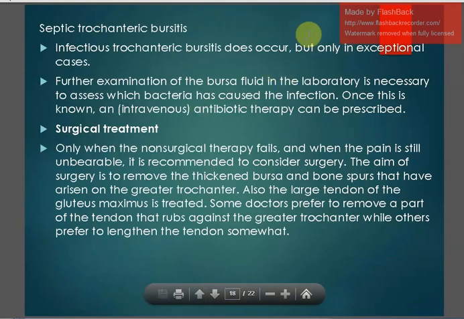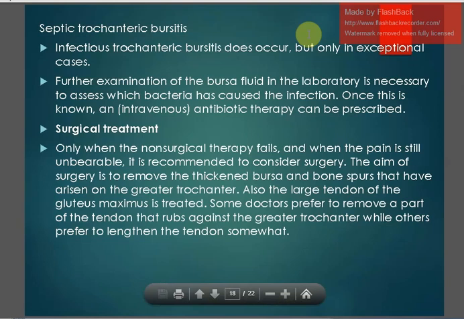In case of septic trochanteric bursitis, which is because of some infection, further examination of the bursa fluid is necessary in the laboratory to know the exact bacteria so that antibiotic therapy can be prescribed. Then the surgical treatment is indicated when the non-surgical or conservative treatment fails, and when the pain is still unbearable. And the aim of surgery is to remove the thickened bursa and the bone spurs that have arisen on the greater trochanter.